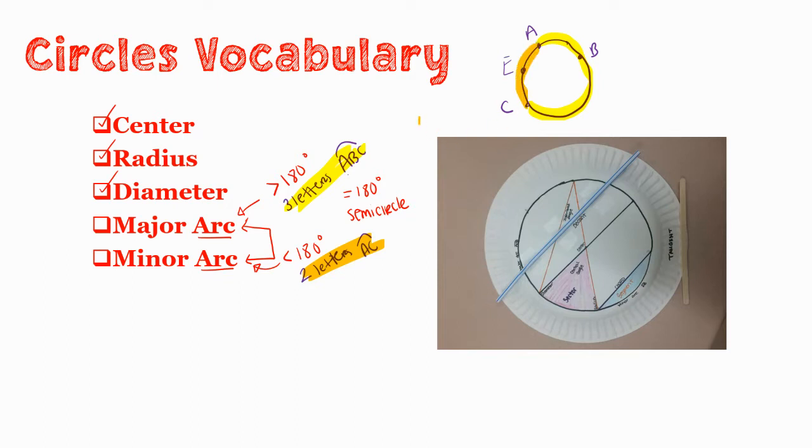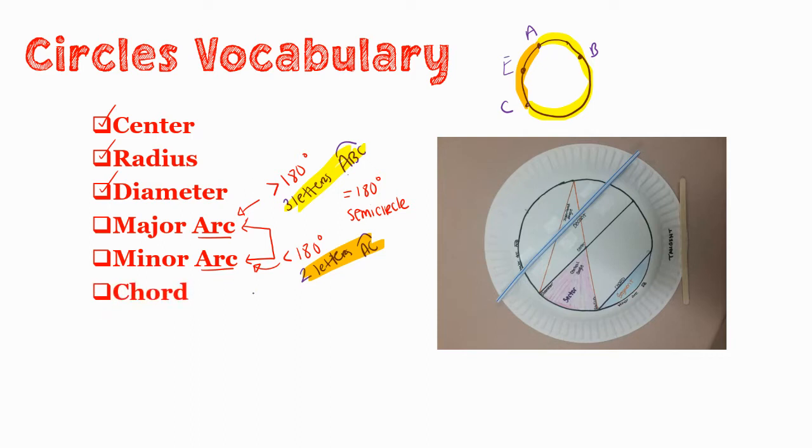You might be like, but can't I call that AEC? No, it's not necessary. If it is a minor arc, if it's less than half a circle, if it's less than a semicircle, 180 degrees, you are naming it by just its ends. Okay?